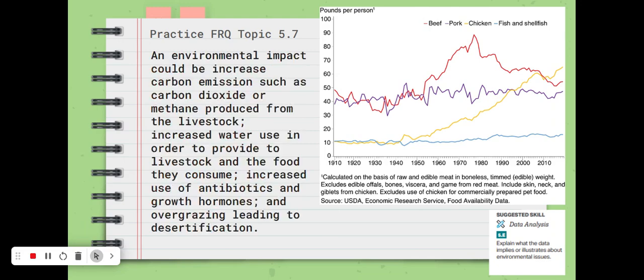So the correct answer here would be that an environmental impact could be an increase in carbon emissions such as CO2 or methane, because of a greater reliance on livestock. An increased water use in order to provide water to the livestock and for the food that they consume. Or an increased use of antibiotics and growth hormones to maximize profits and ensure that people are getting more meat. And overgrazing of the land that they are eating upon. That can lead to desertification, or no longer having arable land.